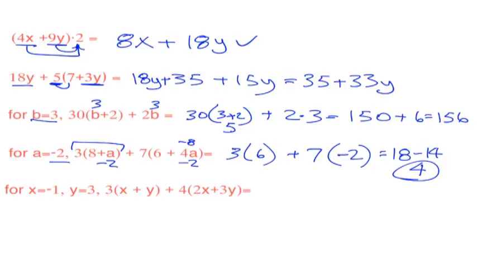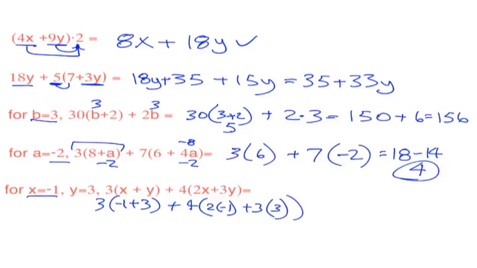On our next one, we have 2 variables, and we have substitutions for both of those. So we're going to start with our x is negative 1. That gives me a negative 1 plus 3 inside this parenthesis times 3. Plus, now the next one's going to give me a 4 times 2 times negative 1 plus 3 times 3. That's what this is going to become. So now I do what's in the parentheses first. Negative 1 plus 3 is 2. So I have a 3 times 2 plus.